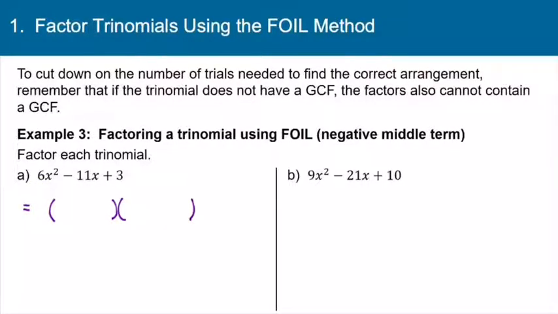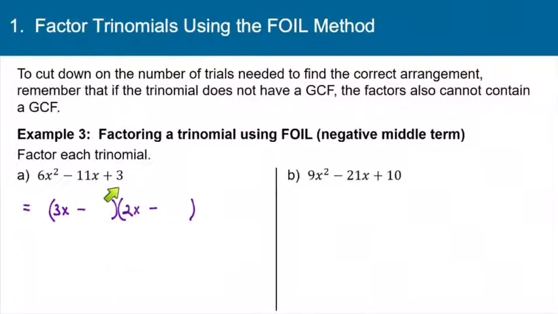Now remember, 6x squared could either be 1x times 6x, or it could be 2x times 3x. I'm going to start off here by putting down 3x times 2x. Now this last term is positive, which tells me the signs here need to be the same, and they both need to be the same as the middle term. So I'm going to have 2 minus signs here. And now last times last is 3. So the numbers I put here have to multiply together and make 3. The only possibilities are 1 and 3.